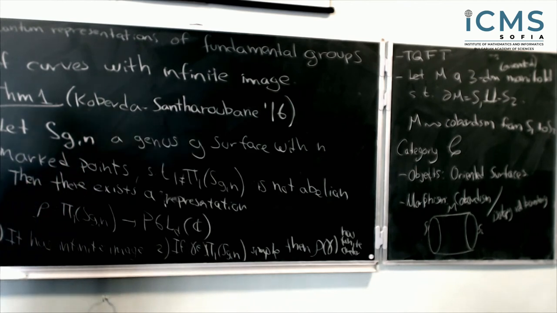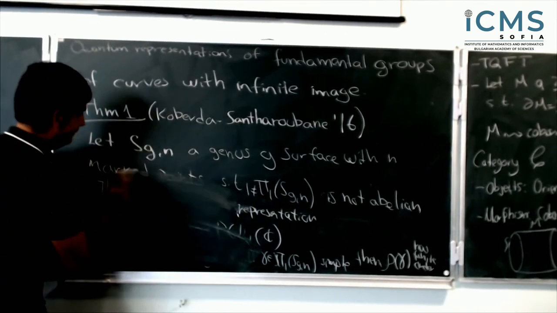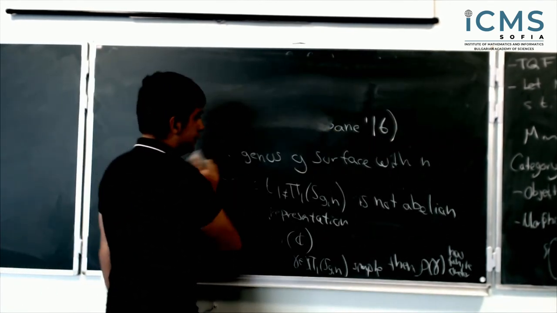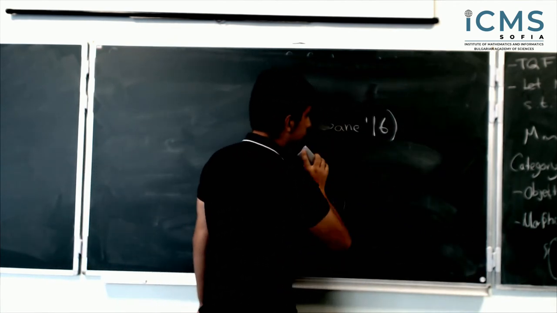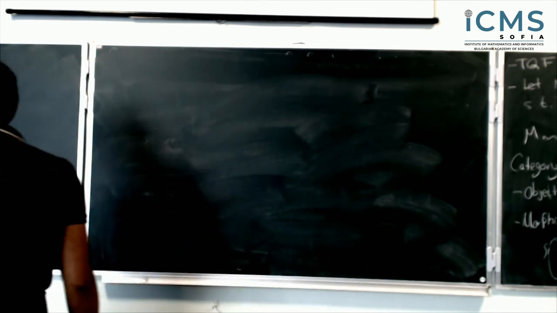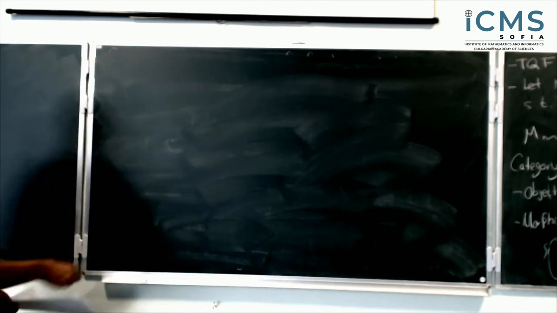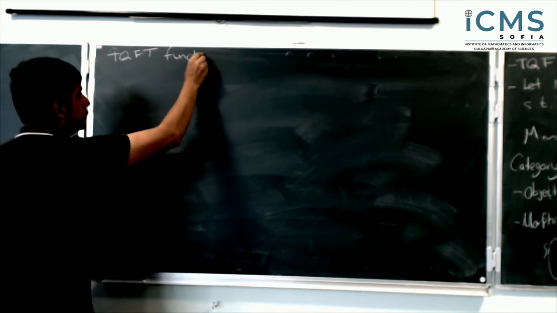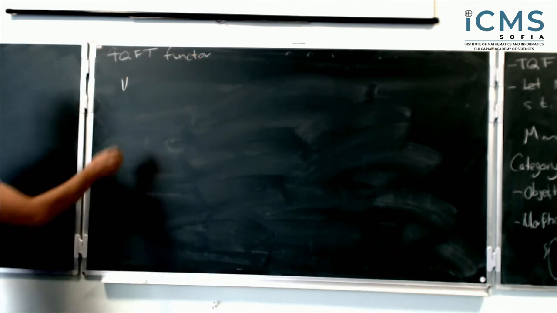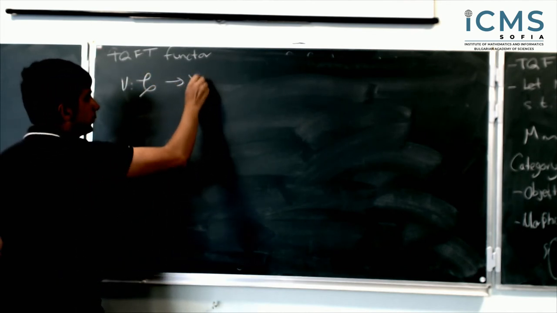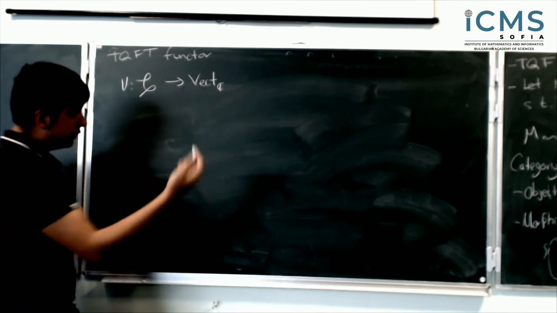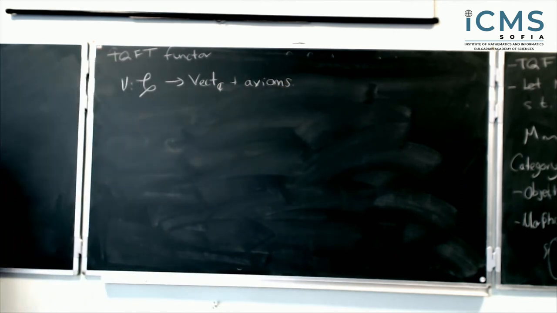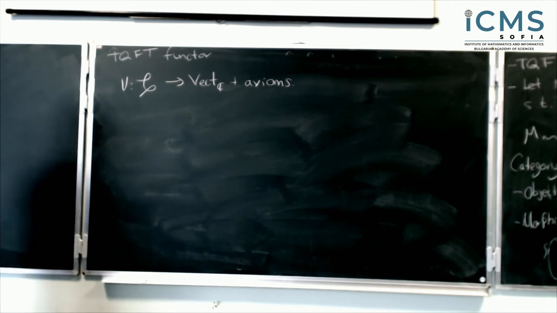So loosely speaking, a TQFT is a functor from this category to the category of finite dimensional vector spaces, plus some other axioms. So a TQFT is a functor, let's say I will denote by V, from this category to finite dimensional vector spaces, let's say over C, plus some other axioms. And now we are interested in representations.